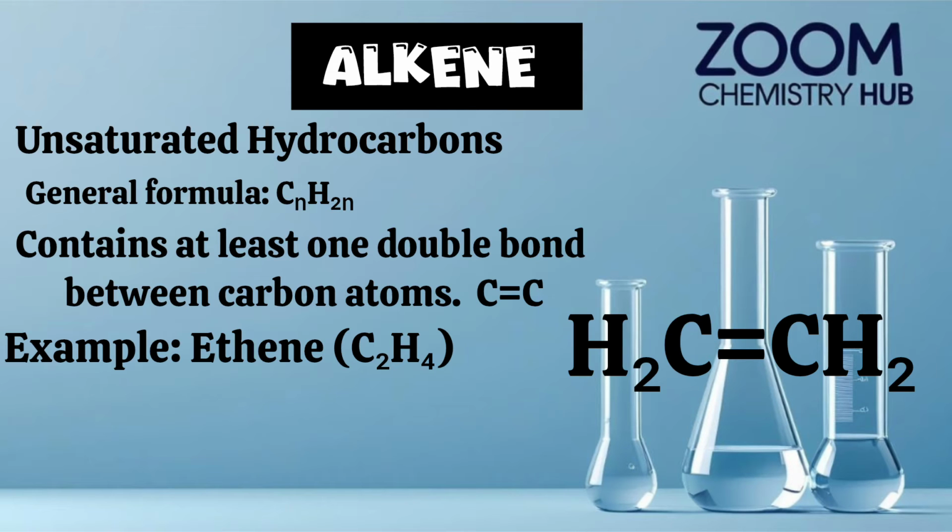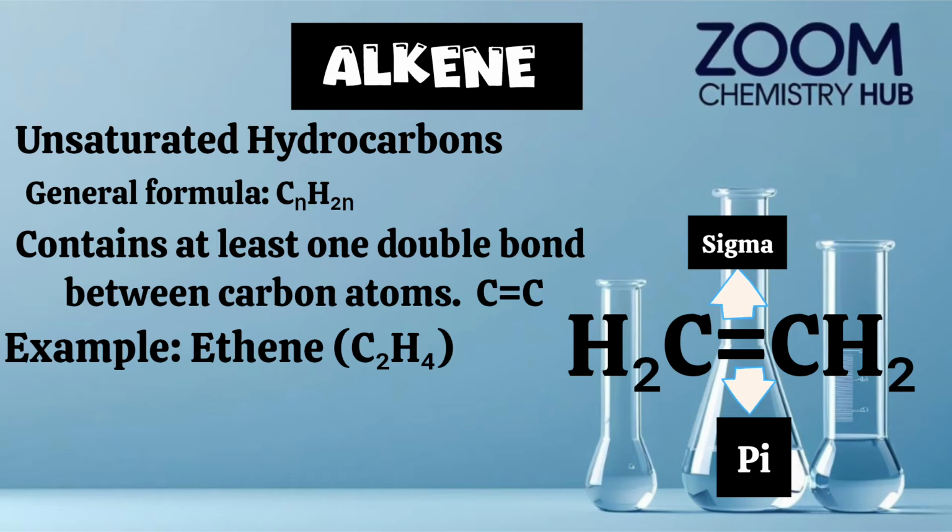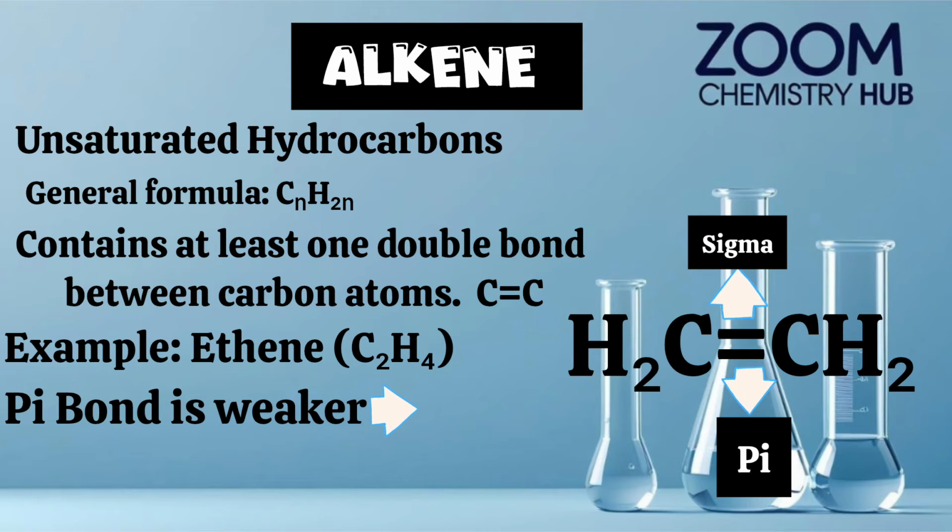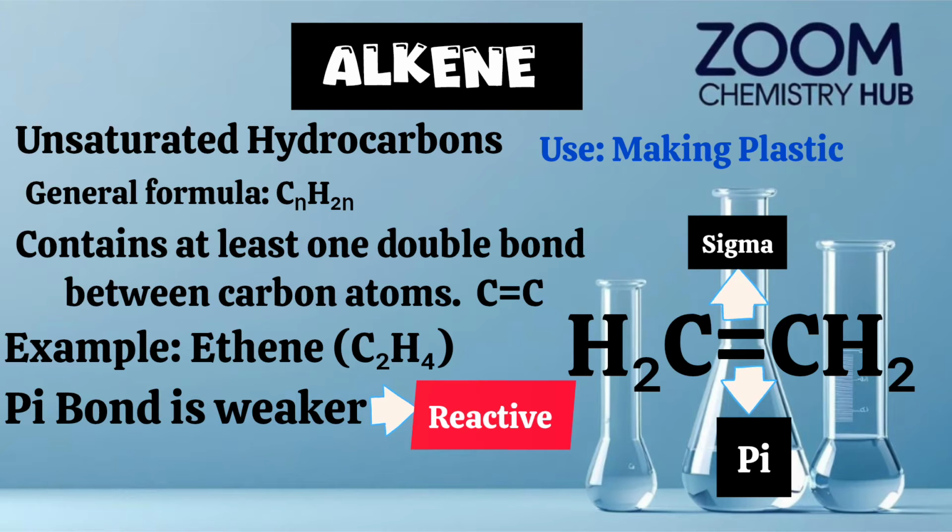And in the structure of ethene molecule, we can see that the carbon atoms are bonded with the other carbon atom by double bond. And in the double bond, one bond is sigma and the other is pi bond. As the pi bond is weaker, so the alkenes are reactive and used in making plastics.